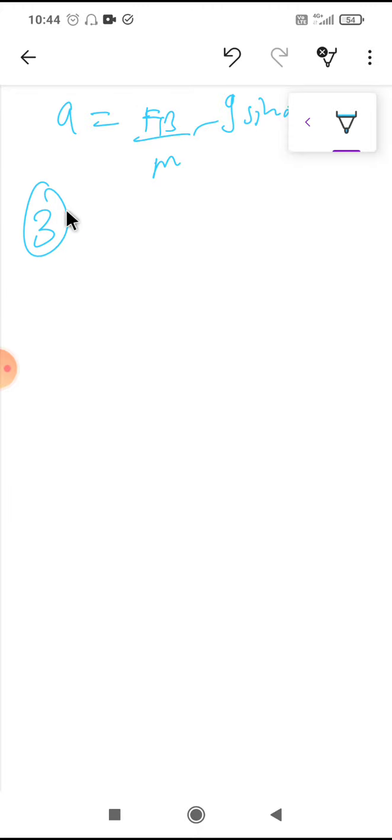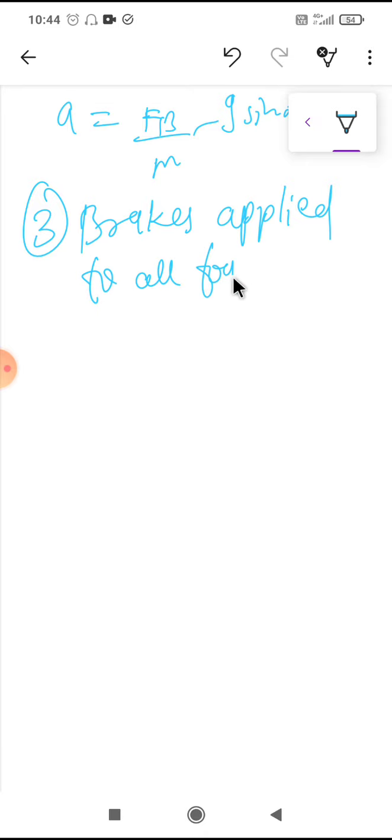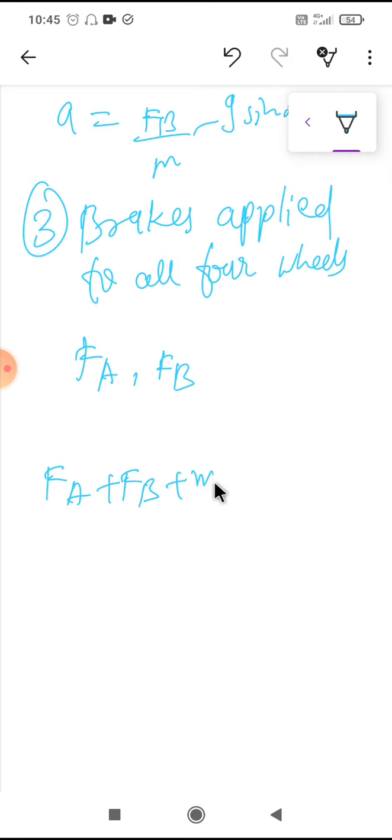Now the third case, that is brakes applied to all four wheels. It is similar to the first one. So Fa and Fb are the friction forces on the front wheel and rear wheel. Both will act, so the equation will be Fa plus Fb plus mg sin alpha is equal to ma, and here Ra plus Rb is equal to mg cos alpha.